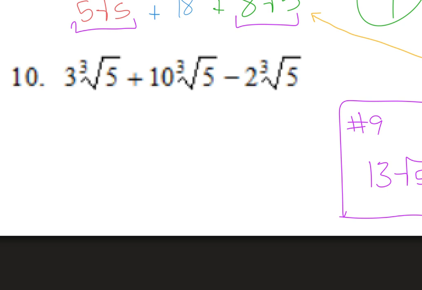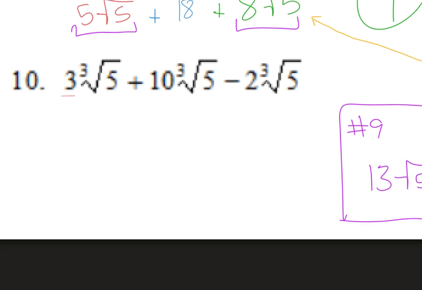All right, this one might be intimidating looking, but again, it's just like terms. We have 3 of these, 10 of these, and negative 2 of these. They're all like terms. So let's just combine them. 3 plus 10 is 13. 13 minus 2 is 11 times the cube root of 5.